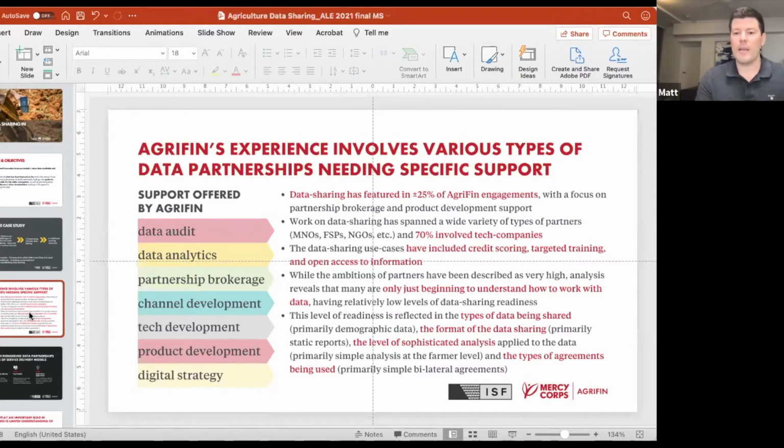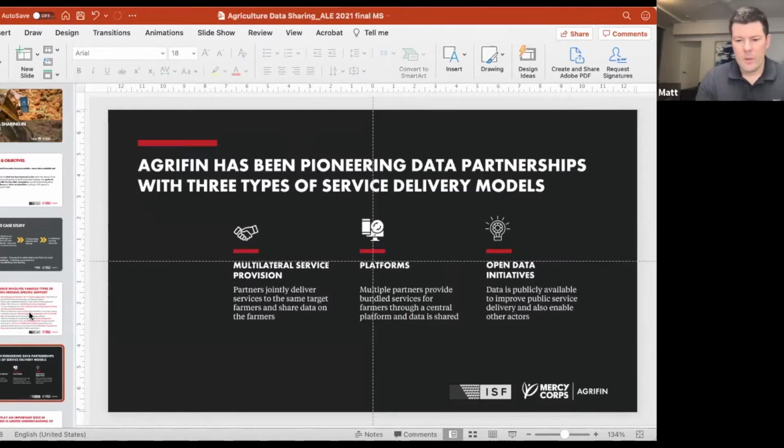We looked across use cases, and they included credit scoring and training and open access to information. But I think one of the biggest framing insights from looking at this portfolio of really interesting partnerships was that many of the partners that we were looking at had really high hopes and ambitions around the use of data and data partnerships, but were really only at the beginning of understanding how to work with that data. What we started to understand is really low levels of data sharing readiness. So through the remainder of this quick presentation, I just want to hit some of the highlights of the work.